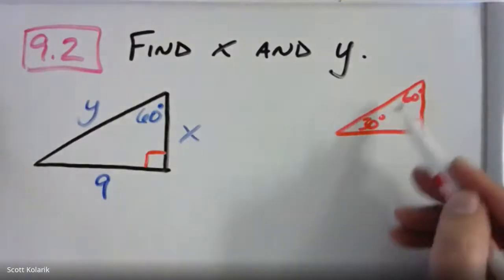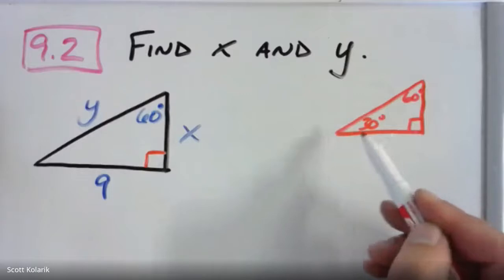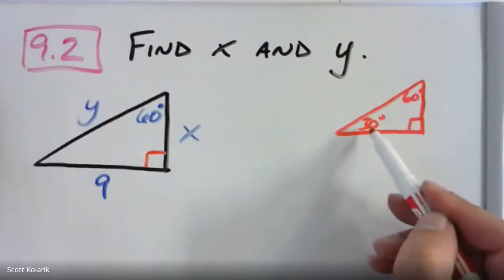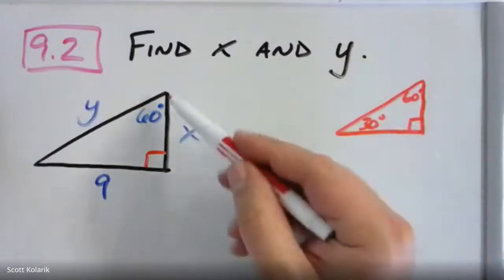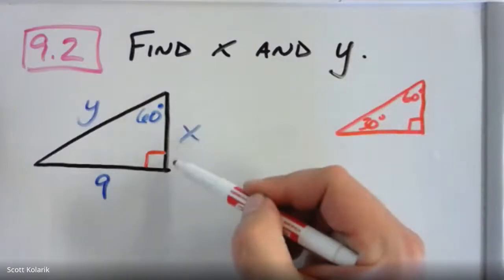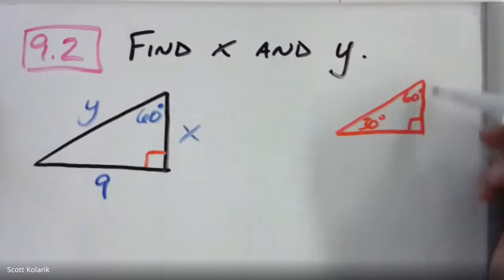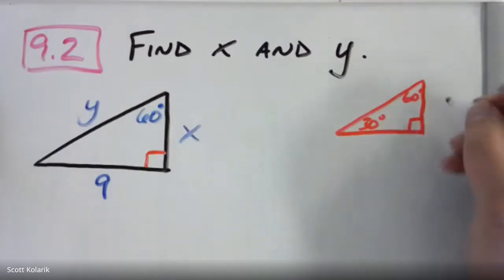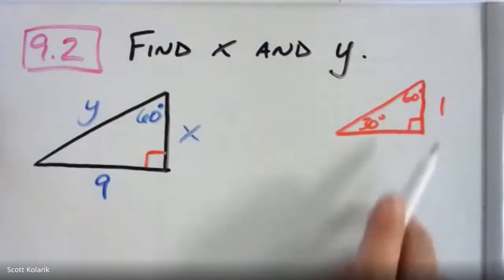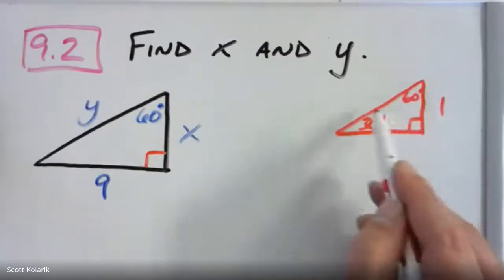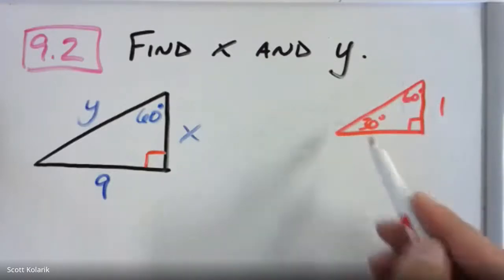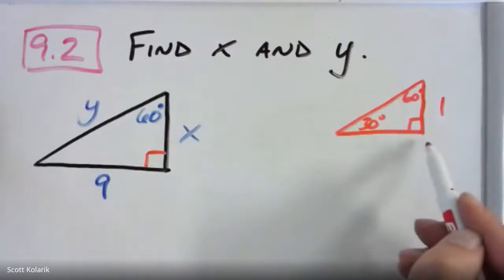Namely, in the 30, 60, 90 triangle, the 30 degrees is opposite the smallest side, this side right here, this shortest side length. We're going to use this as our standard of measurement. We'll give that the ratio designation of 1. In other words, if this is 17.8 miles long, we're going to multiply it by something to get this length, and by something to get this length.